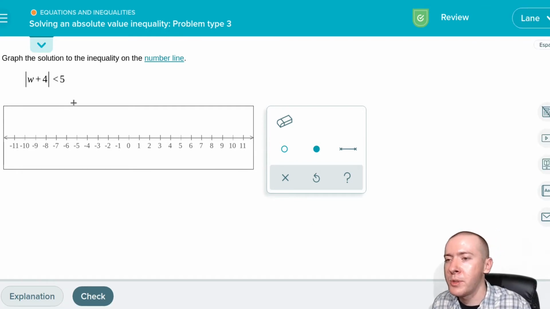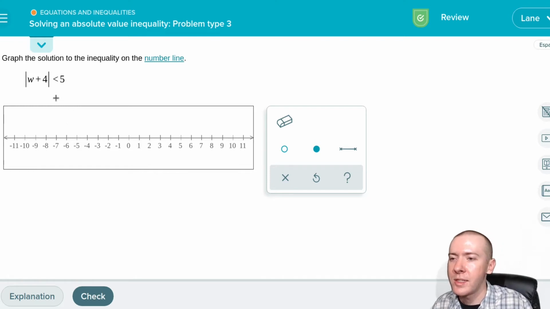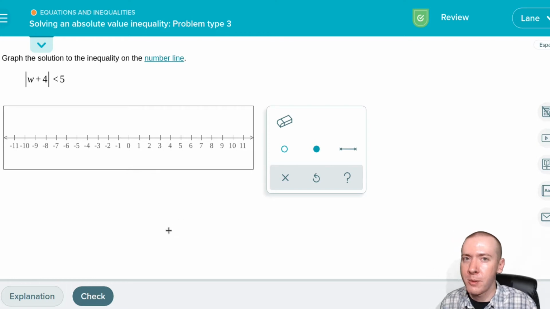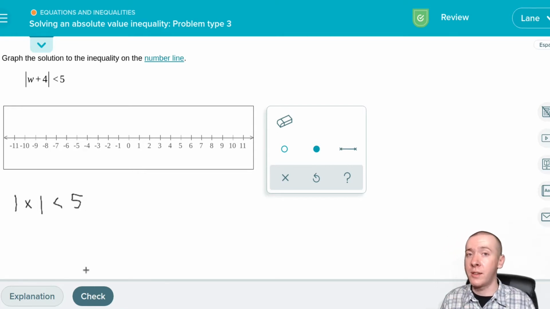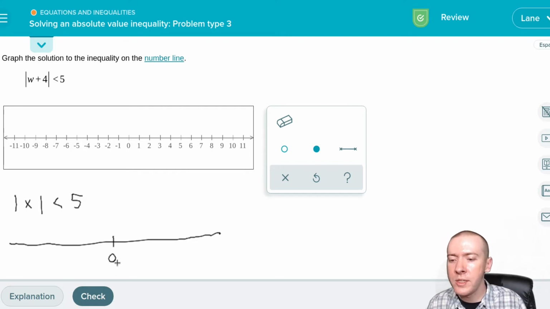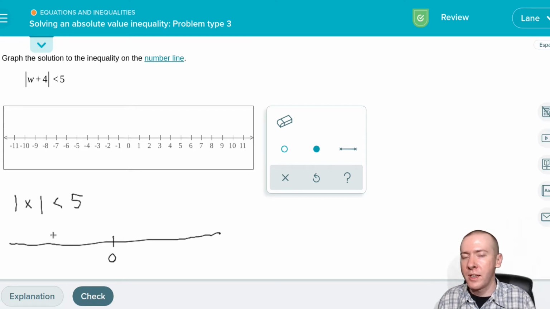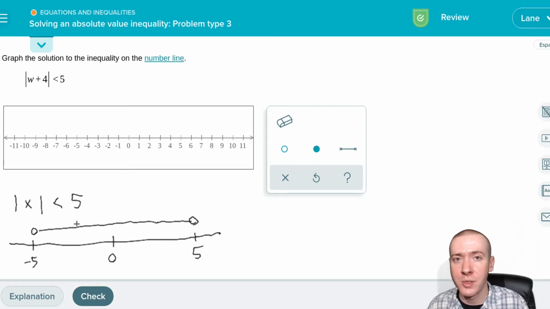This problem says the absolute value of w plus 4 is less than 5. Instead of w plus 4, first I want you to consider this problem. What if it said the absolute value of x is less than 5? Could you graph that? Let's make a number line down here. We'll label the 0, and what this expression means is all of the numbers that are less than a distance of 5 away from 0. So between 5 and negative 5, these are the numbers that this inequality represents, not including negative 5 or 5.